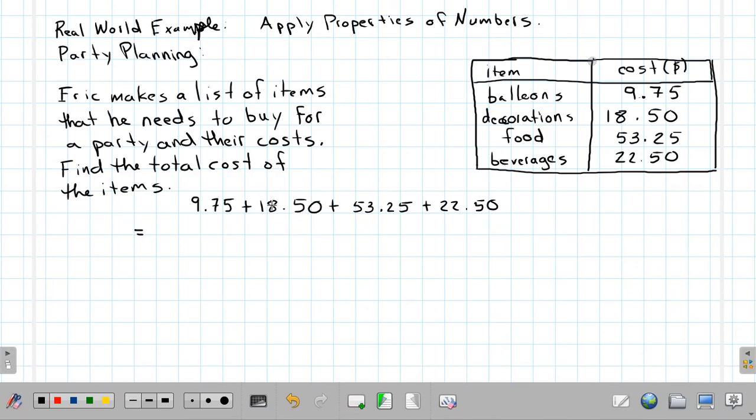Okay, so what I mean by that is, first off, let's use the commutative property. We see all this is addition, so that means we can move the numbers around however we want to, and the answer is still going to stay the same. So I'm going to put the $9.75 first, and then I'm going to move the $53.25 to the second spot. And then I'm going to have the $18.50 to the third spot and the $22.50 in the fourth spot. So all I basically did was I switched the $18.50 and the $53.25. And once again, that's using the commutative property.